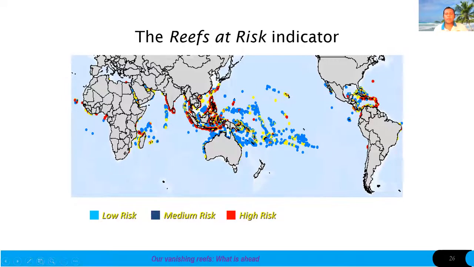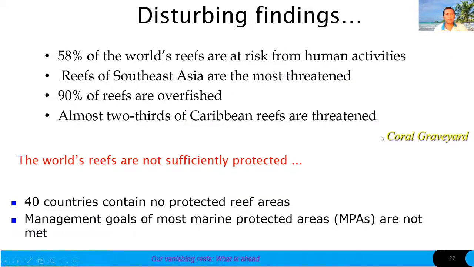including the Caribbean, but the Pacific Ocean is fairly good, doing better. It's not really good, but it's at least doing better than us, right? So our reefs are really doing very bad. All right.